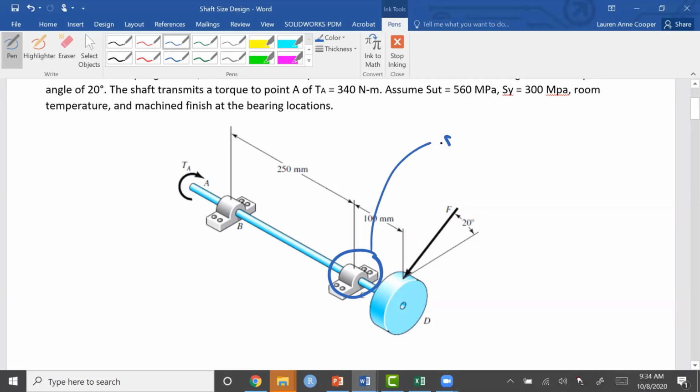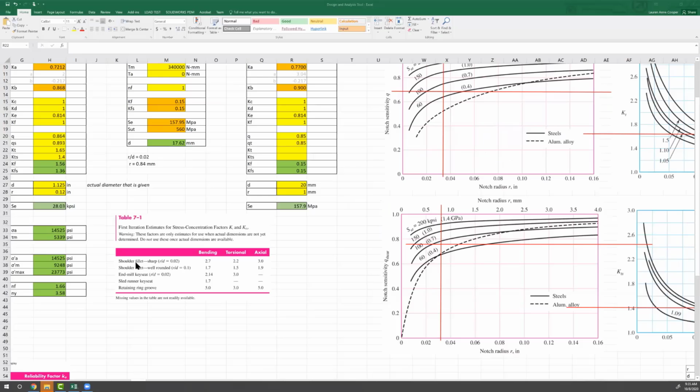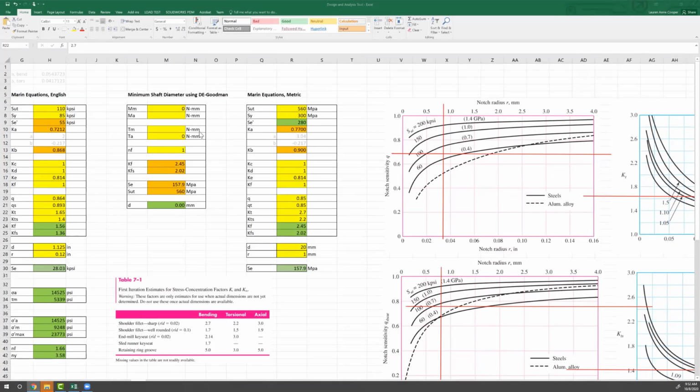So to be, again, conservative, I'm going to assume a sharp shoulder fillet. And let's write down our other assumption, 99% reliability. Now we can use table 7.1. So for a sharp shoulder fillet, KT is 2.7 and KTS is 2.2. Again, first iteration estimates only.